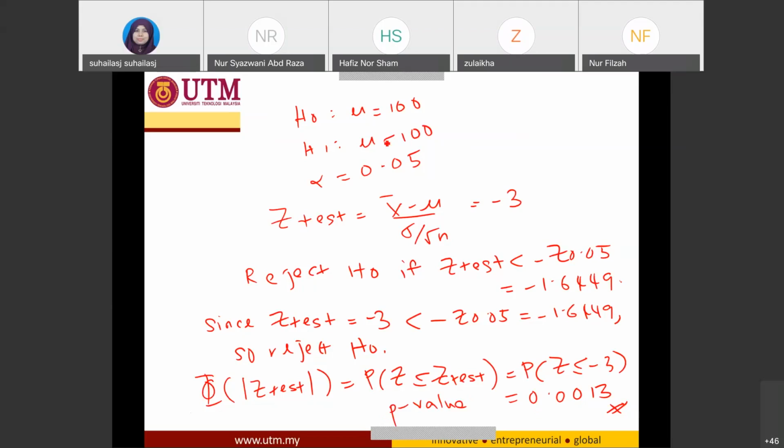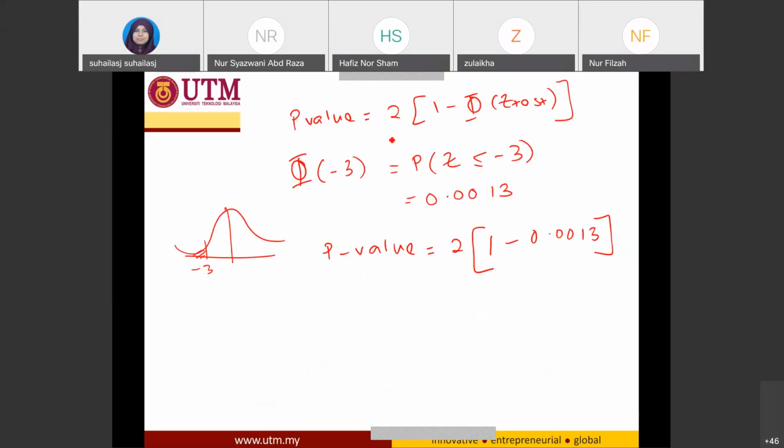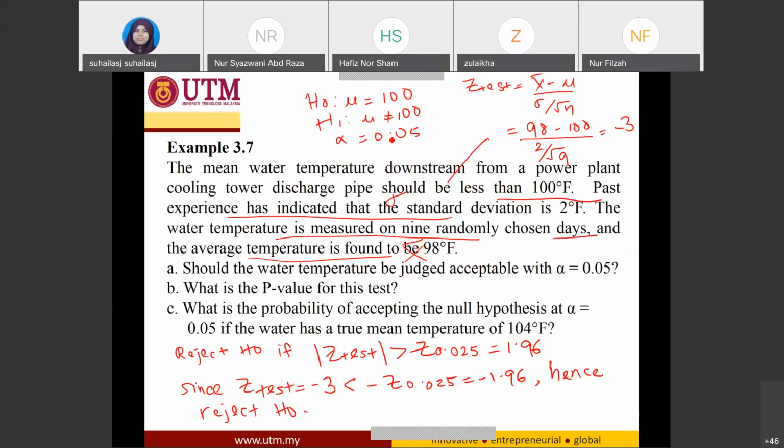This is how the question should be. So correct the earlier mistake. The question should be less than. I did not notice whether I already corrected it in the notes. If what you printed is wrong, correct it to less than 100 Fahrenheit. Past experience has indicated that the standard deviation is 2 degrees Fahrenheit. That is your sigma. And the average temperature, this is your X bar, 98 degrees Fahrenheit.